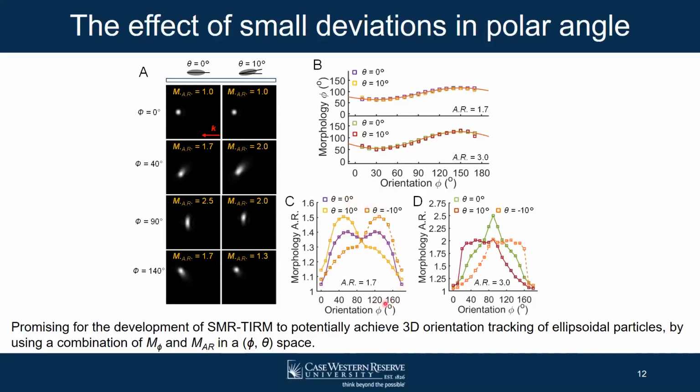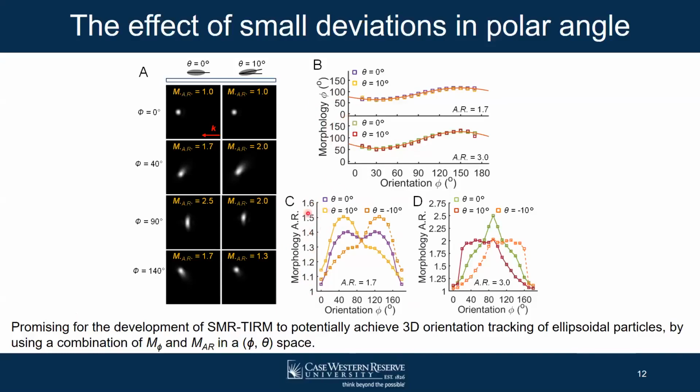So what this means is that this is really a promising development for SMRTIRM, because we can determine the azimuthal angle from the morphology angle and then independently determine the polar angle from the aspect ratio. So we really have two different parameters here that can be used to independently find these two different orientations.